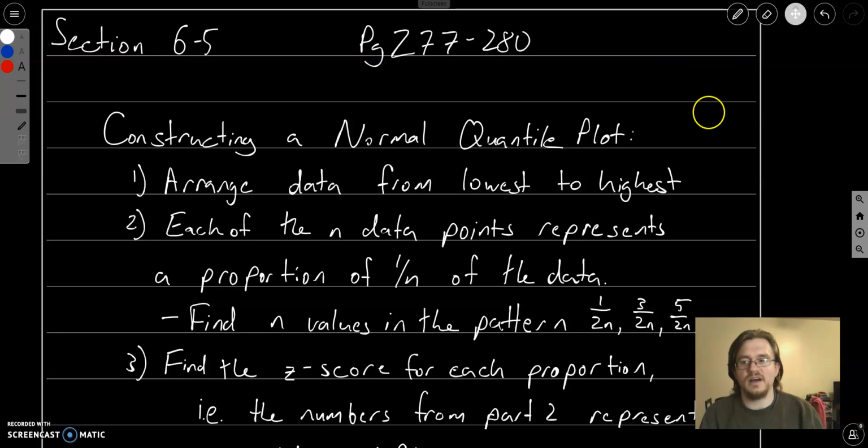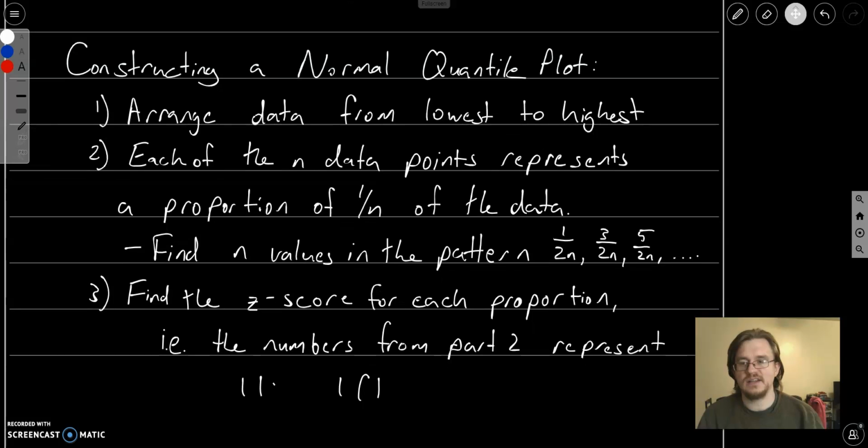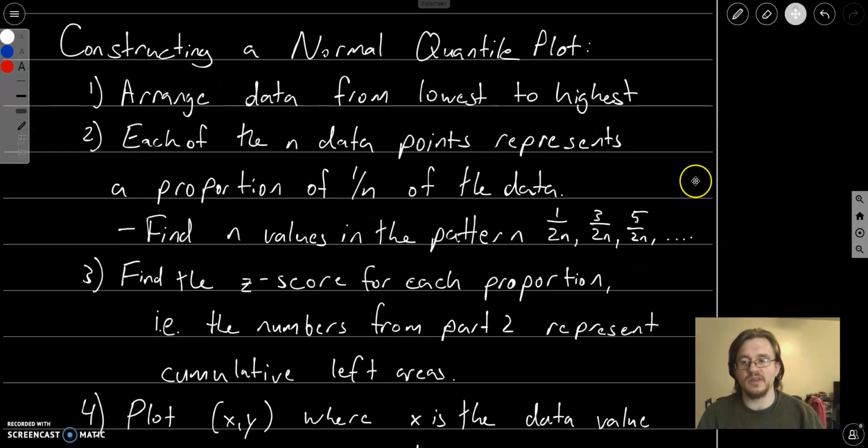Hello and welcome back. We'll finish up section 6.5 in this video, and we'll look at an example of how to construct a normal quantile plot. This is one way of determining whether or not a data set is normally distributed.